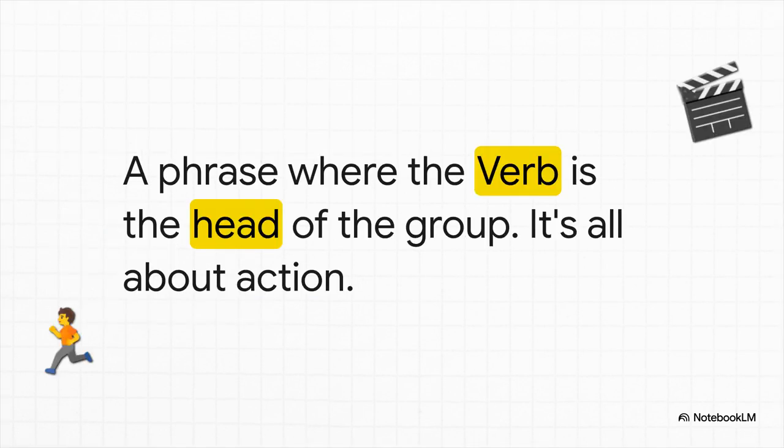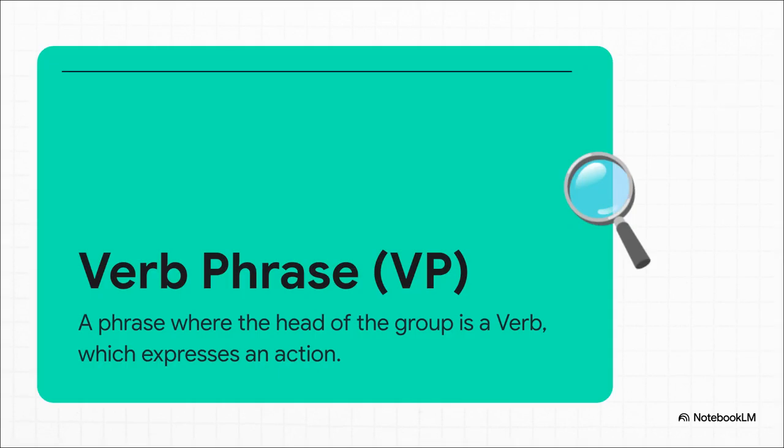All right, let's move on to our next building block, the verb phrase. If noun phrases are all about things, then verb phrases are all about action. A verb phrase, as you probably guessed, is a group of words where the verb is the head. This is the engine of the sentence. It's the part that tells you what's actually happening, whether it's an action or just a state of being.